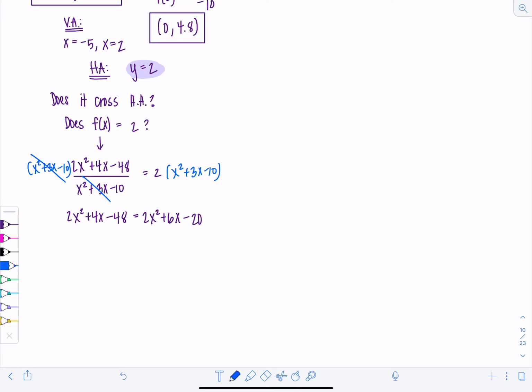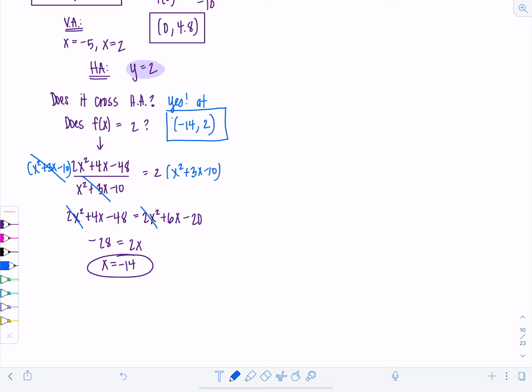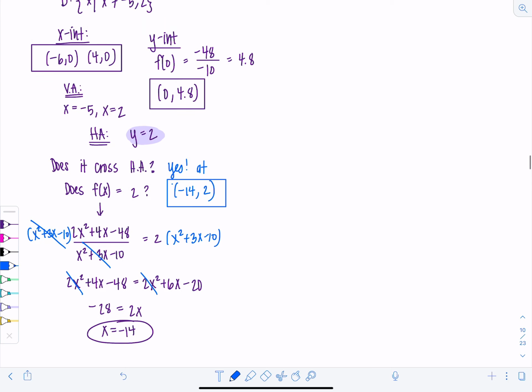Look, these are never as bad to solve as you might think. The x squared terms cancel out, and then I have 4x minus 48 equals 6x minus 20, so negative 28 equals 2x. So x equals negative 14. Oh, so what does that mean? Does it cross the horizontal asymptote? Yes. At negative 14, comma, what's the y value where it crosses the horizontal asymptote? 2, because the horizontal asymptote is at y equals 2. Okay, this is exciting. I think we have enough info now to start graphing.